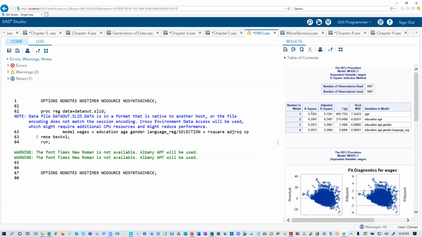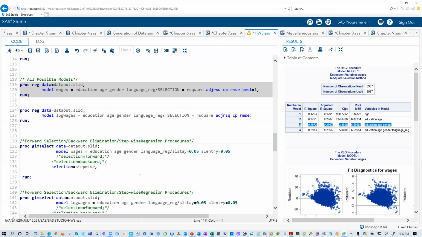Now for the single one, the best one, double one, best one, triple one, best one, four, best one. So out of this, which one would be the best? The one with the highest R squared, highest adjusted R squared, least CP, least RMS, root mean squared error. Looks like 0.29, 6.59, like this one. Education, age and gender.